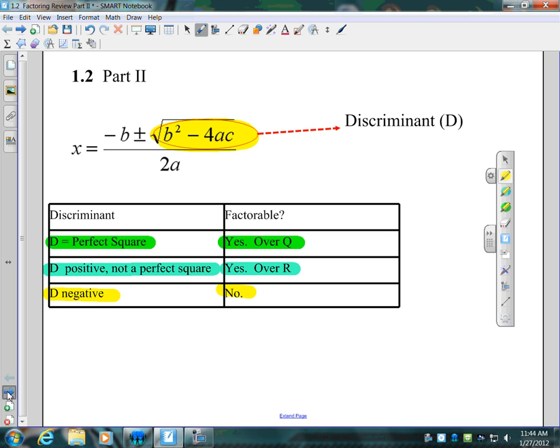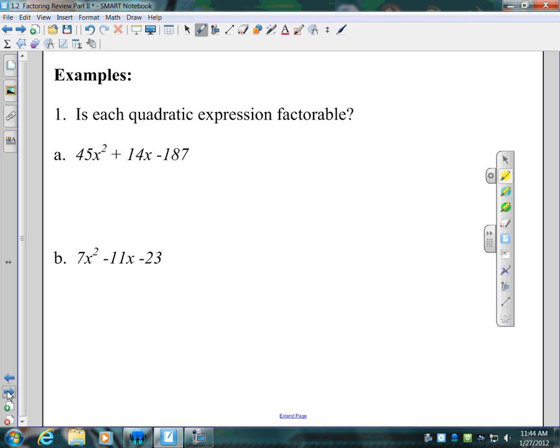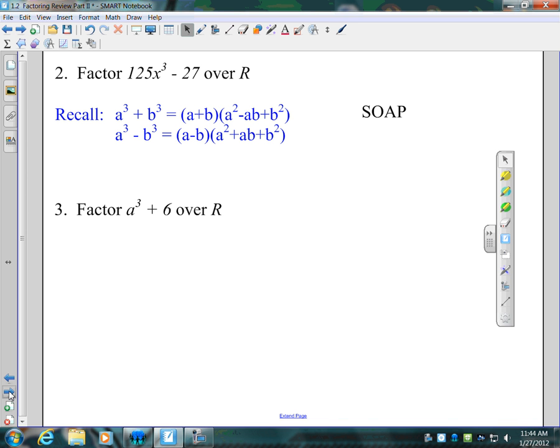So if we look at some specific examples, how do you deal with a question like this? Well, you would need to find the discriminant, which is b squared minus 4ac, where 45 is your a value, 14 is your b, and negative 187 is your c value. And you'd plug it in and you'd compare it to that chart that you just saw up there and determine, well, what are the possibilities, what kind of answers could we get?